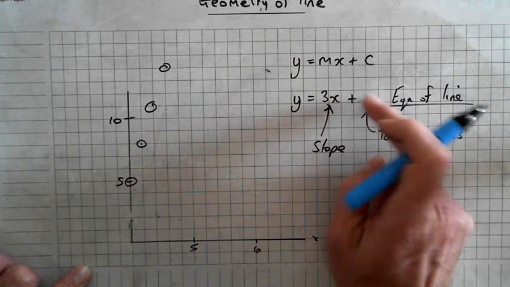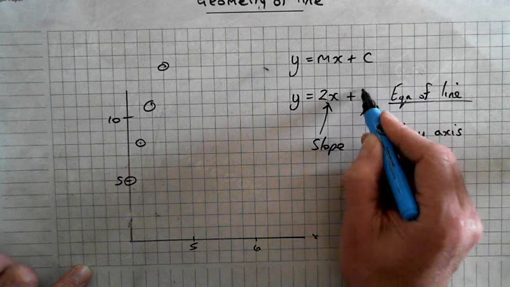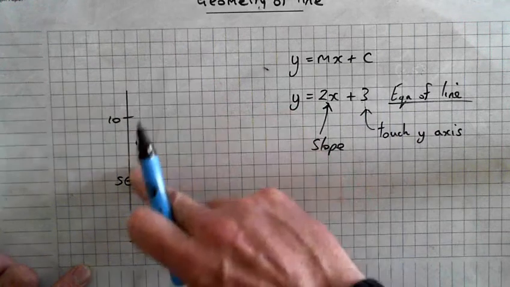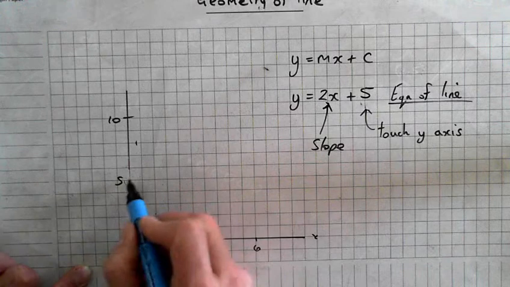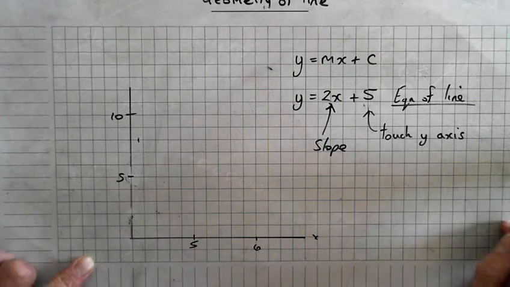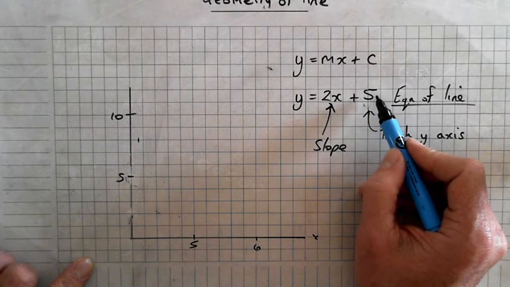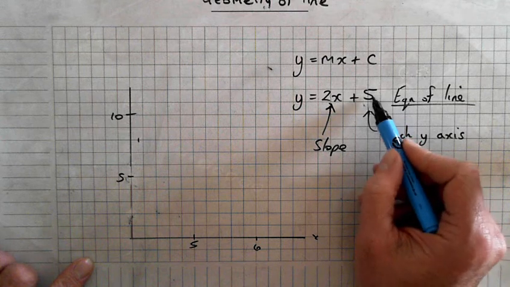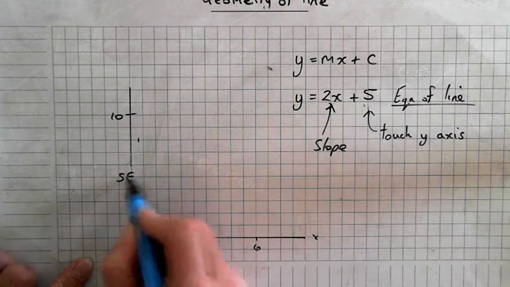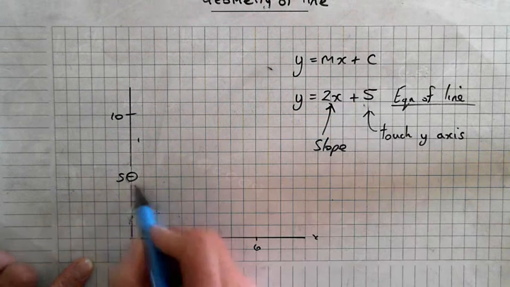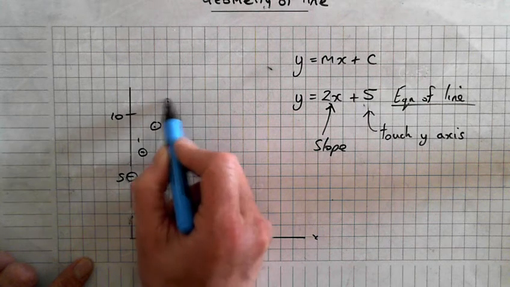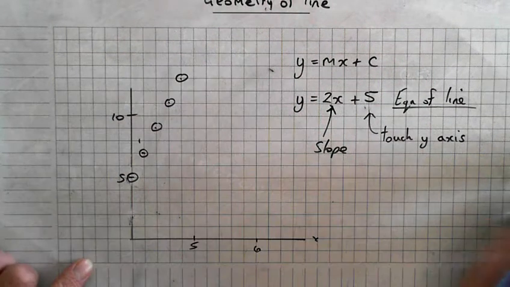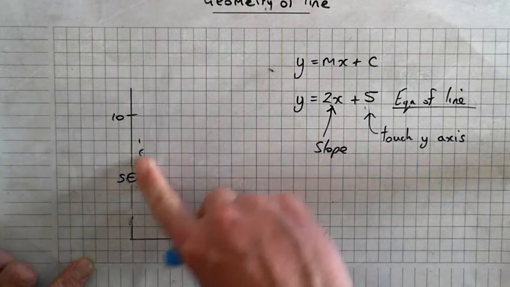Alright, another example. This one, the line starts off touching the y-axis at 5, and then the slope is plus 2. Over 1 up 2. Over 1 up 2. So handy enough? Alright. Another example.